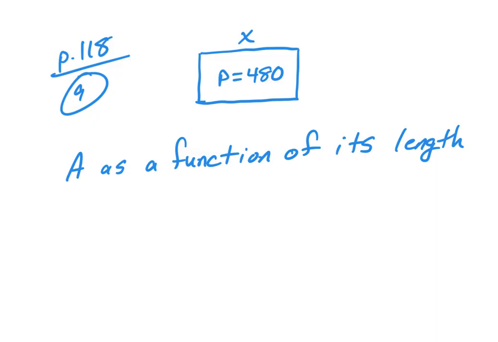Okay, so here's how we're going to do this. I want to write the area in terms of x, but we don't know what the width is. Okay? So what we have to do is we have to write the width in terms of x. So first of all, what do I know about perimeter of anything? Perimeter would be what? How would I find the perimeter of any figure?